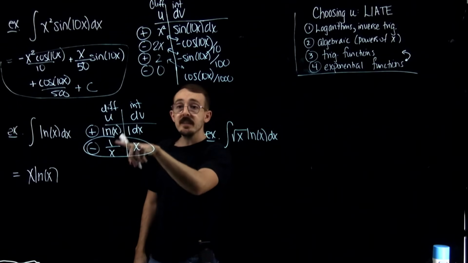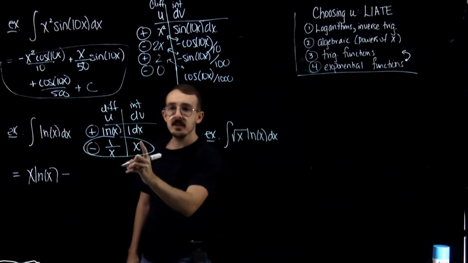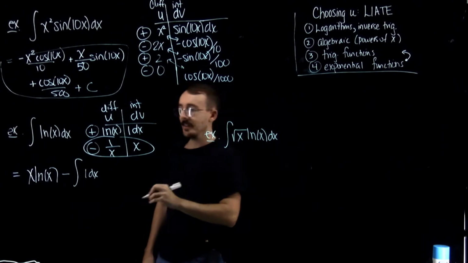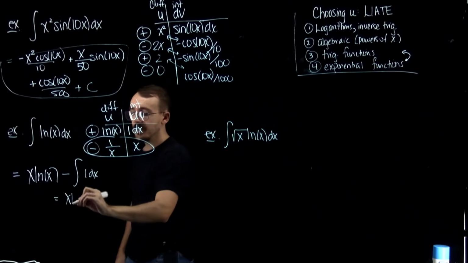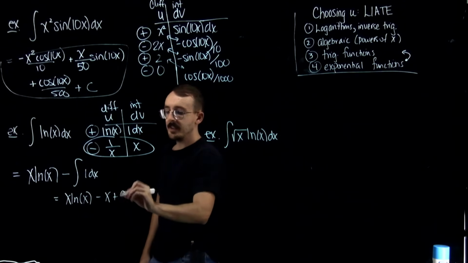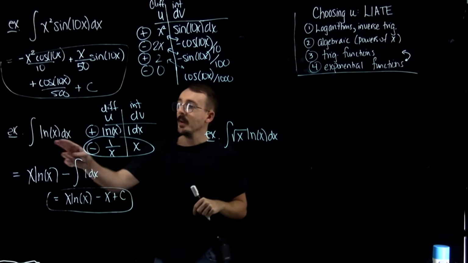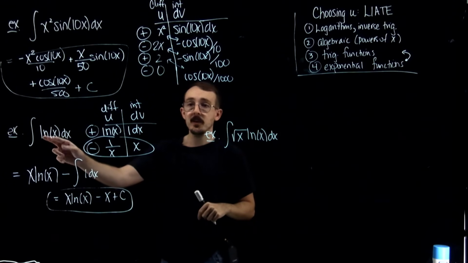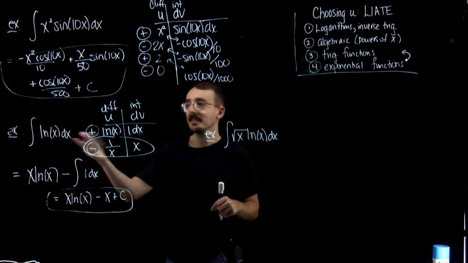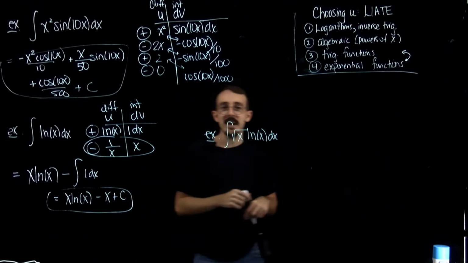minus v du, which is this row I have here. So minus these two multiplied together. That's 1 dx if you multiply these two together. And then this is x ln of x. And if I integrate 1, I get x plus c. So we now have the integral of ln of x. And you may recall that the derivative was 1 over x. So now I can go forwards and backwards with this one. But there's my answer to that.